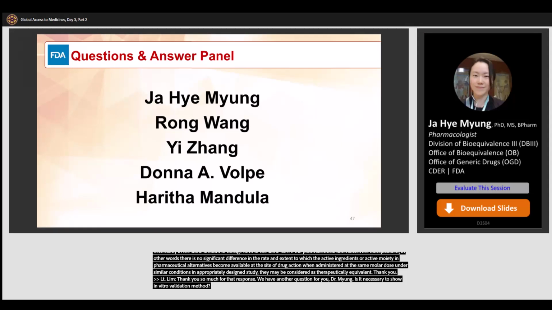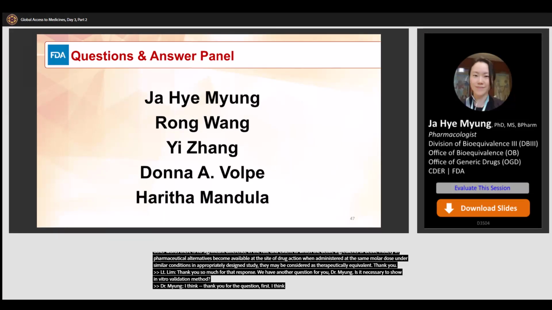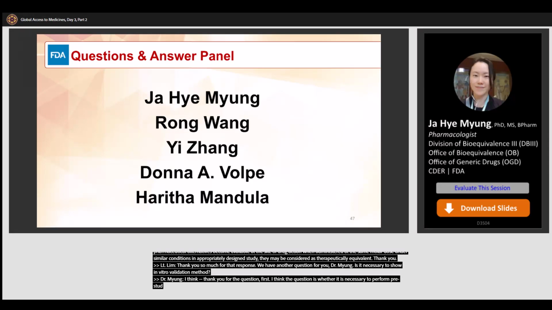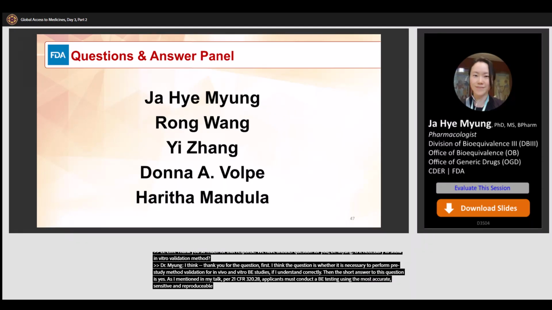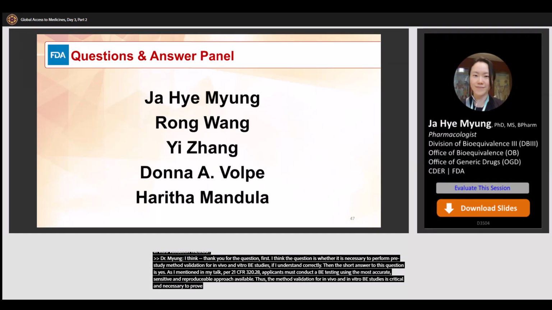I think the question is whether it is necessary to perform pre-study analytical method validation for in vivo and in vitro BE studies. If I understand correctly, then the short answer to this question is yes. As I mentioned in my talk, per 21 CFR 320.20(b)(8), applicants must conduct the BE testing using the most accurate, sensitive, and reproducible approach available. Thus, the pre-study analytical method validation for in vivo and in vitro BE studies is critical and necessary to prove the accuracy, sensitivity, and reproducibility of the used analytical method.